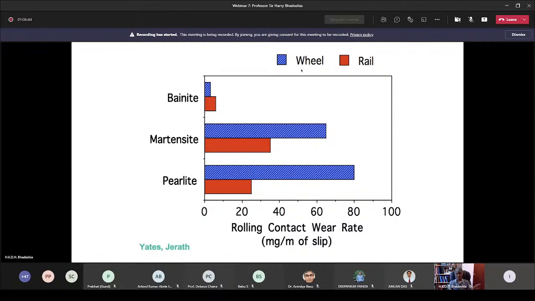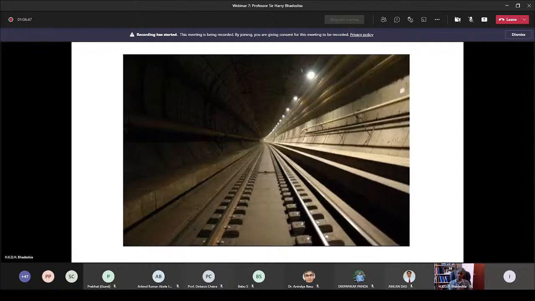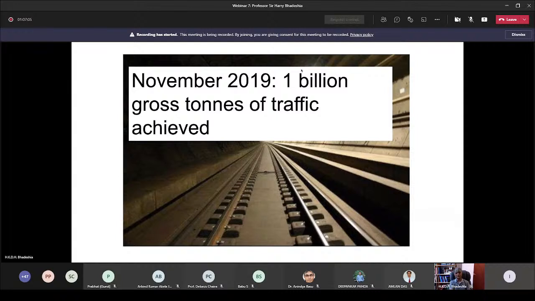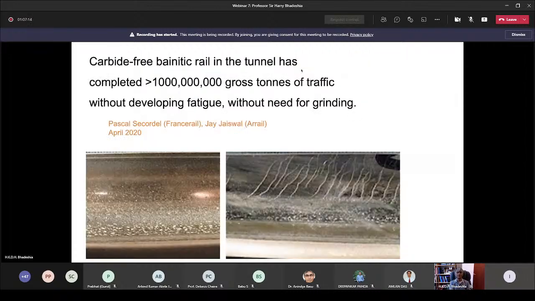Okay, so the rail was manufactured and installed in the Channel Tunnel, which is the tunnel that connects the UK to France. And this is a real picture of the carbide-free Bainitic rail in the Channel Tunnel. And in November 2019, it had done 1 billion gross tons of traffic. And in April 2020, it had done that many gross tons of traffic without developing fatigue or a need for grinding.